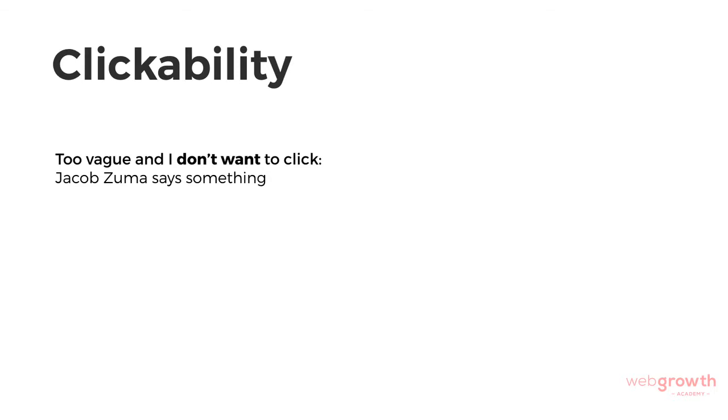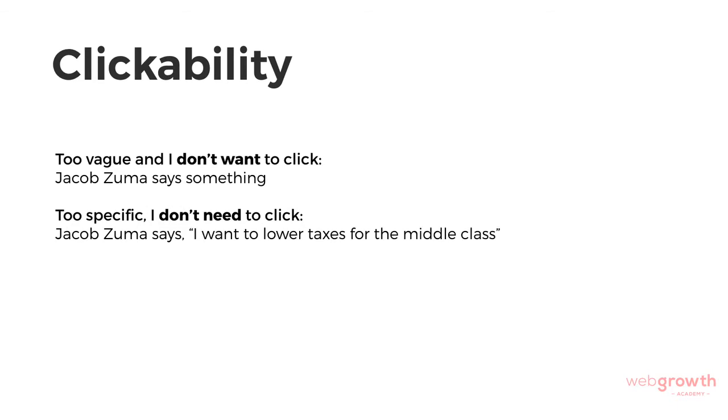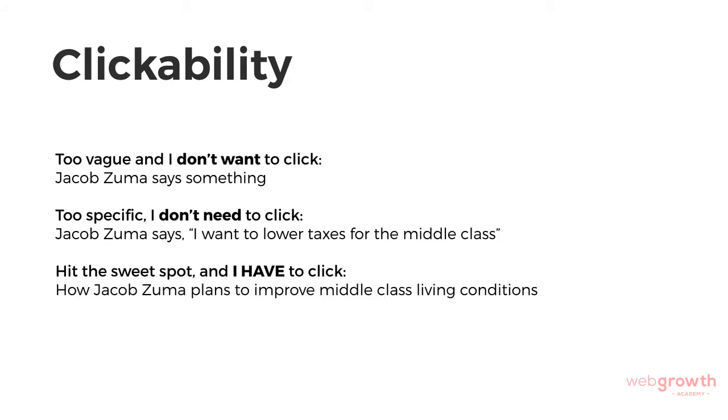Here are a few examples. Too vague and I don't want to click: Jacob Zuma says something. Something too specific and I don't need to click: Jacob Zuma says, I want to lower the taxes for the middle class. And then if you hit the sweet spot, I have to click: How Jacob Zuma plans to improve the middle class living conditions. There you go. So you get the idea.